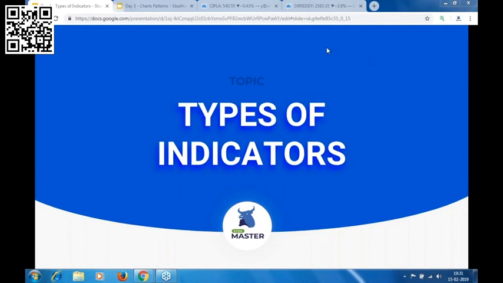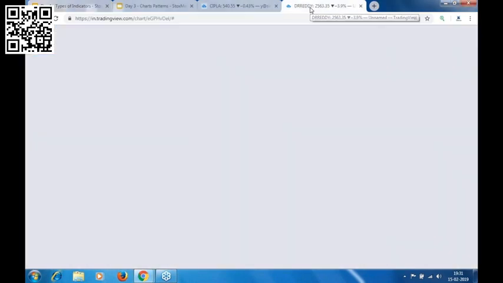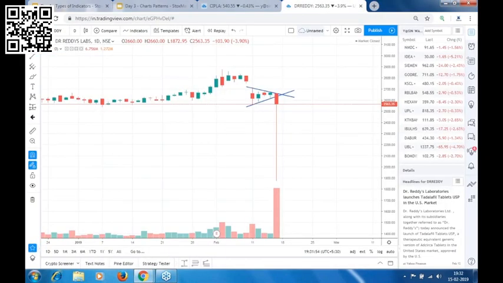Symmetrical triangle. Yesterday when we were discussing trend lines, I told you that we can use trend lines to draw channels as well as symmetrical triangles and wedges. I will not say that this is a perfect triangle, but yesterday there was a triangle kind of formation in Dr. Reddy's.